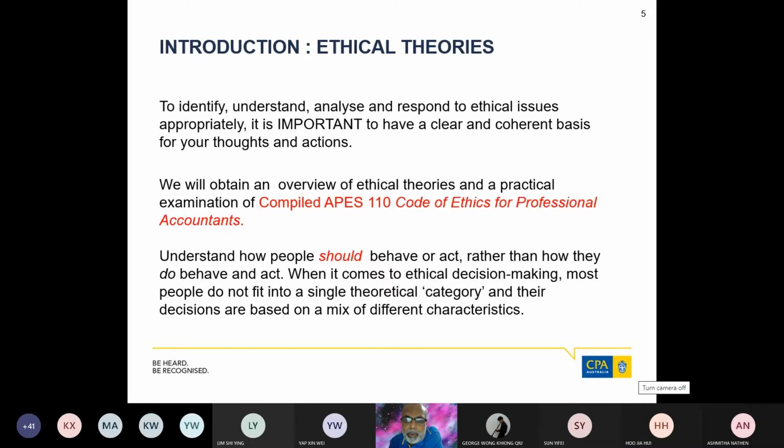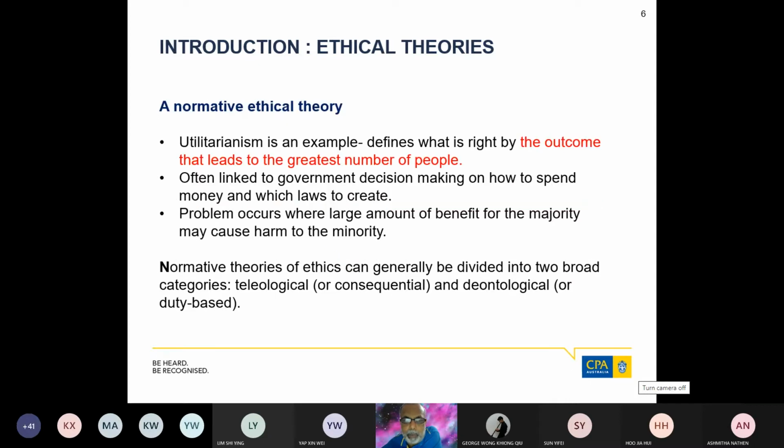So most people do not fit into a single theoretical category, and their decisions are based on a mix of different characteristics. Let's look at this ethical theory. This is what we call a normative ethical theory. An example of a normative ethical theory is utilitarianism.